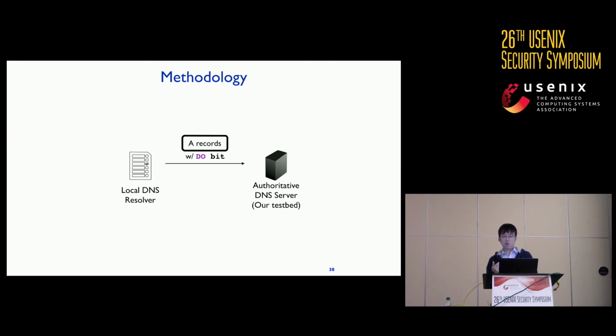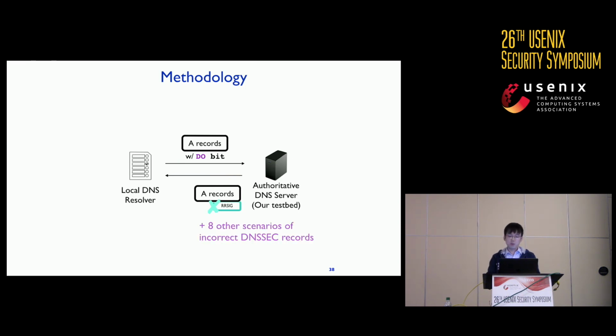When our testbed DNS server receives the DNS request, we first check whether the DO bit is set or not. If it isn't, we simply return the plain DNS response, but if it is specified, we return it with the signatures. But sometimes we deliberately return busted signatures to see if a resolver does not check the validity. We also tested other scenarios for incorrect DNS records, for example, just a missing DNS record, expired signatures, or simply a missing DNS key.